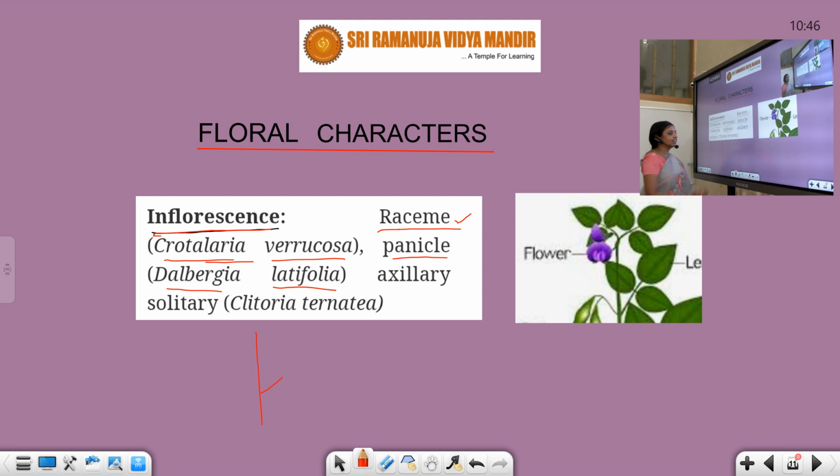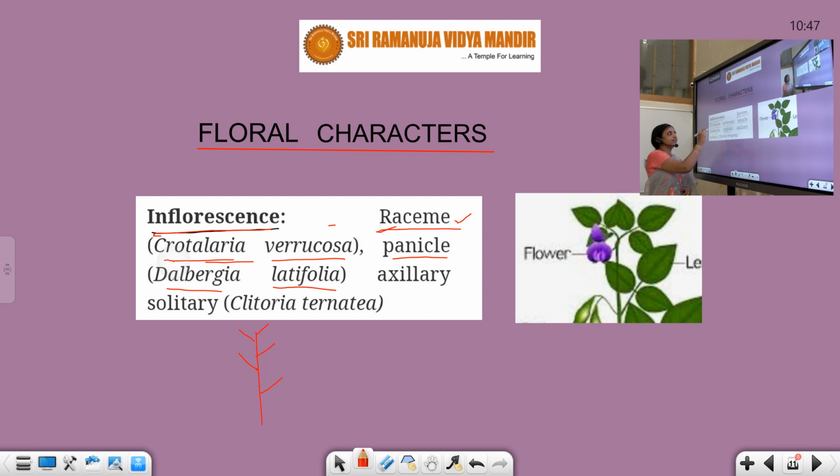So flowers in this family, raceme means they are arranged in acropetal manner, and they are pedicellate, because in raceme we have seen pedicellate flowers. So flowers are with pedicel and with bracts, arranged in acropetal manner. That means the larger flowers are at the base and smaller flowers are at the top. So simple raceme, we see in which plant? In Crotalaria. And the panicle type.